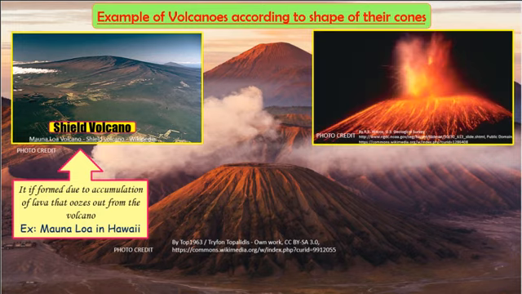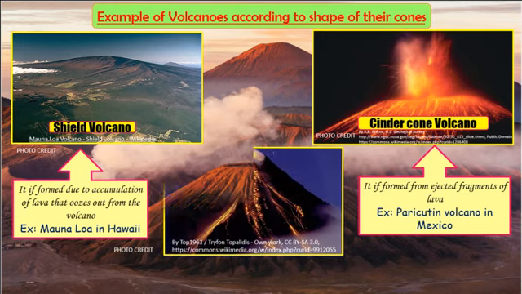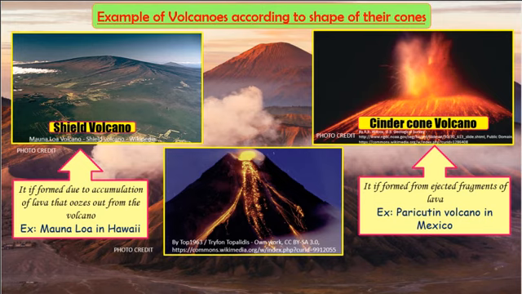The second type is the cinder cone volcano. It is formed from ejected fragments of lava. As the term implies, cinder cones are formed from fragments of ejected lava that resemble cinders, and when they start to harden in their travel, these lava fragments can range in size from small to large, but most of them are composed of pea to walnut size. An example of cinder cone is the Paricutin volcano in Mexico.